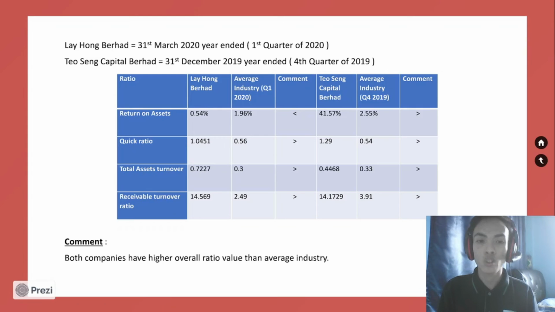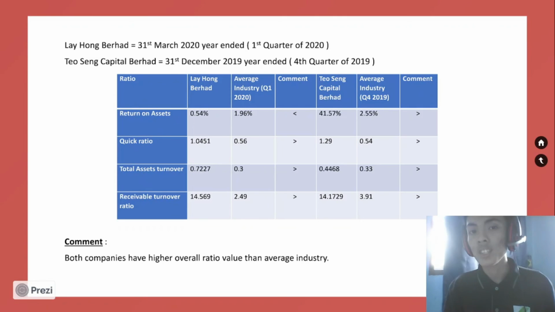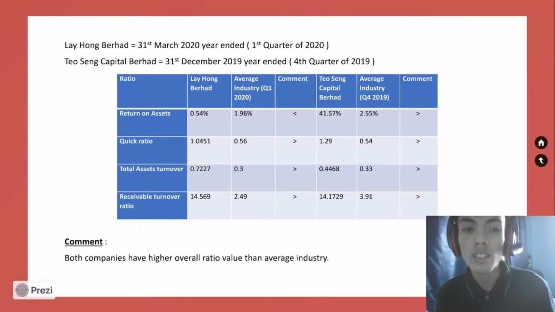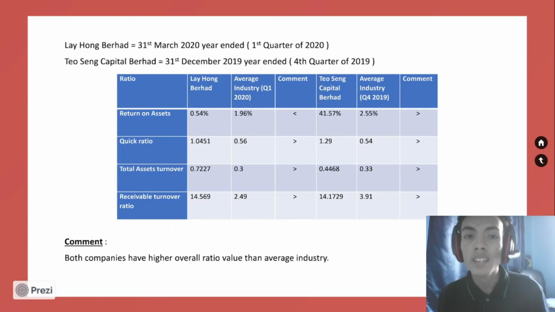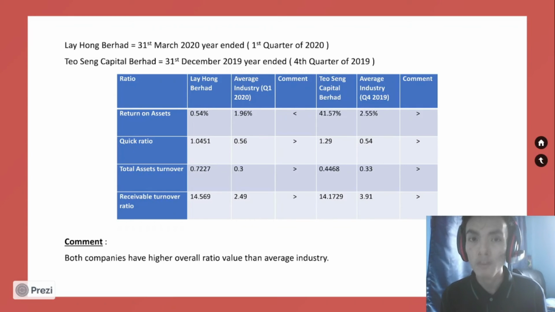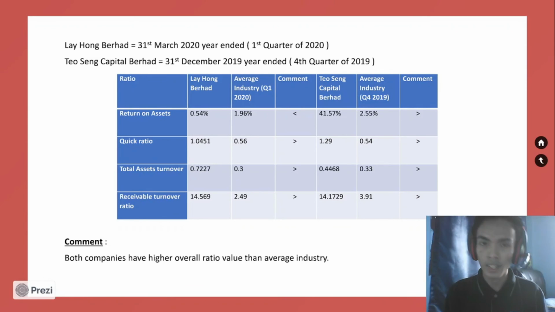Next, the quick ratio. We can see from the value that both companies have good performance rather than the industry average. Next, total asset turnover. We also can see that both companies have a good performance rather than the industry average from the value. And finally, from the receivable turnover ratio, which we can find from the formula of average receivable divided by net sale, we can say that both companies also have a good performance rather than the industry average.